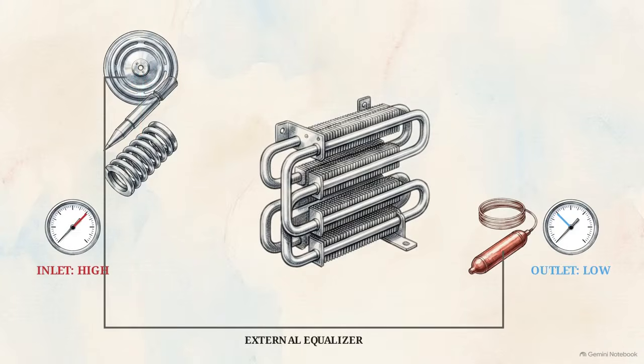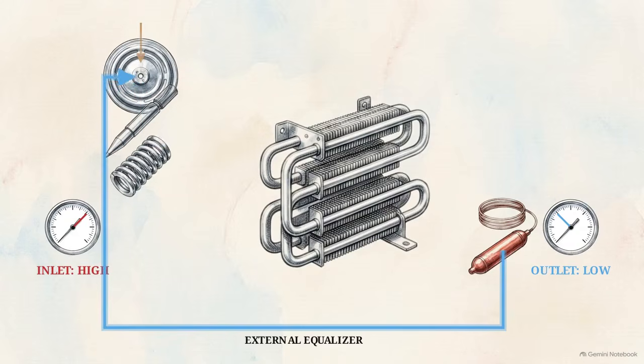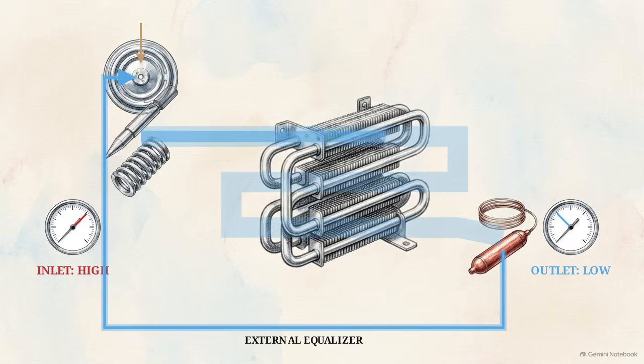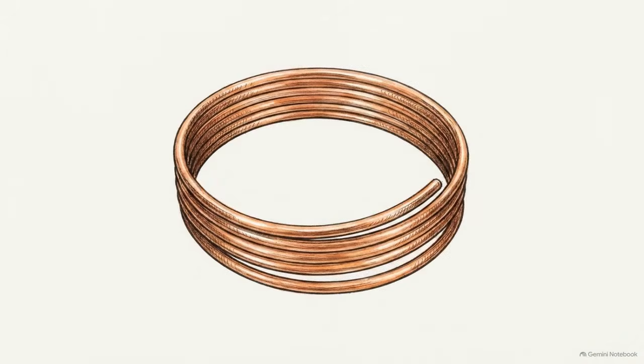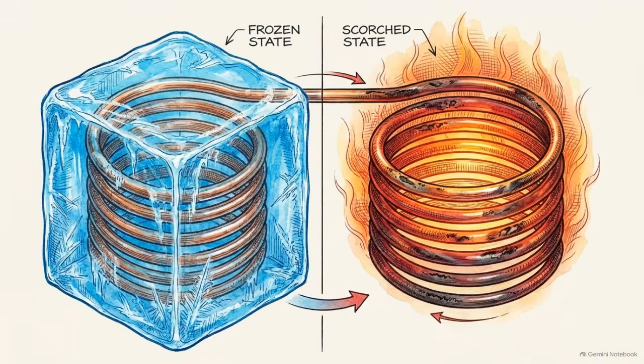By running a dedicated sensing tube directly from the valve to the end of the evaporator coil, it references the true outlet pressure to maintain precise superheat control. Fixed metering devices like capillary tubes have no moving parts. They provide a static restriction and cannot adjust to these shifting pressure profiles or load conditions.